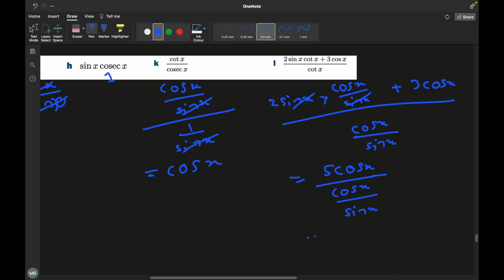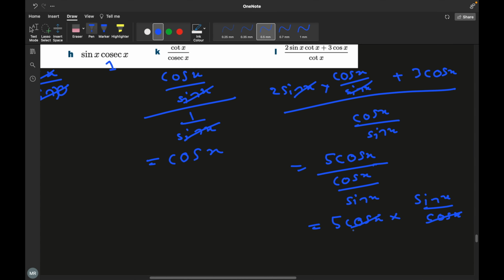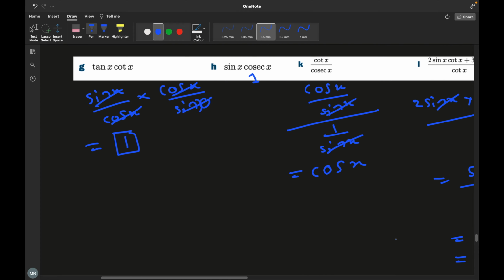Let's take this to the numerator. This will be sin x by cos x. These two get cancelled. We're left with 5 sin x. This is our answer.